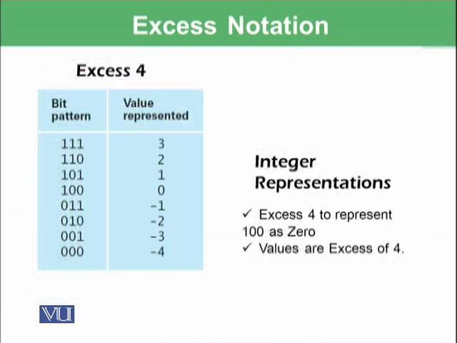Here you can see the excess 4 notation, where again we have written from 0 upward, and wherever we find the 1 in the most significant bit, that represents the value 0, and the following ones are for the positive and the preceding ones for the negative numbers.